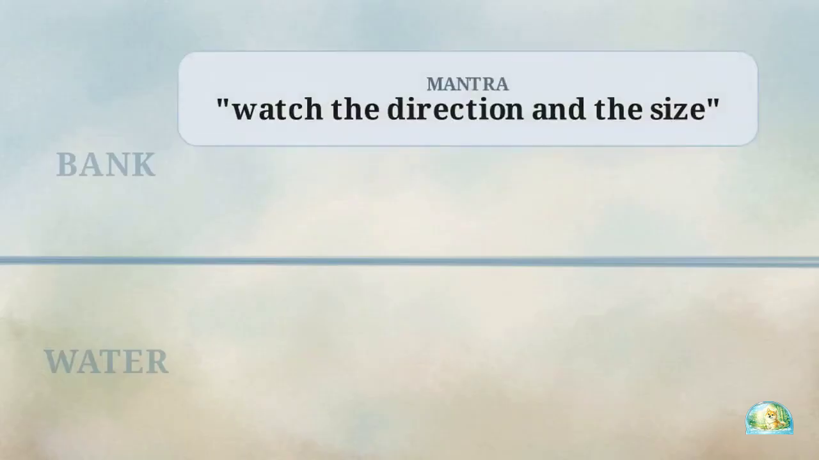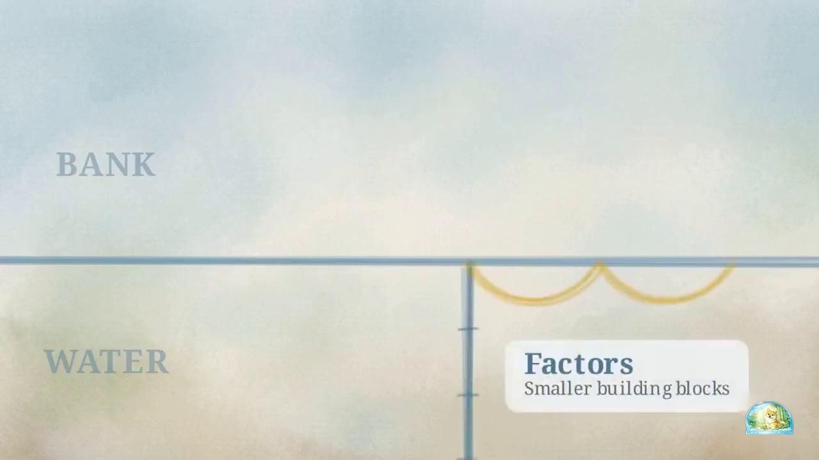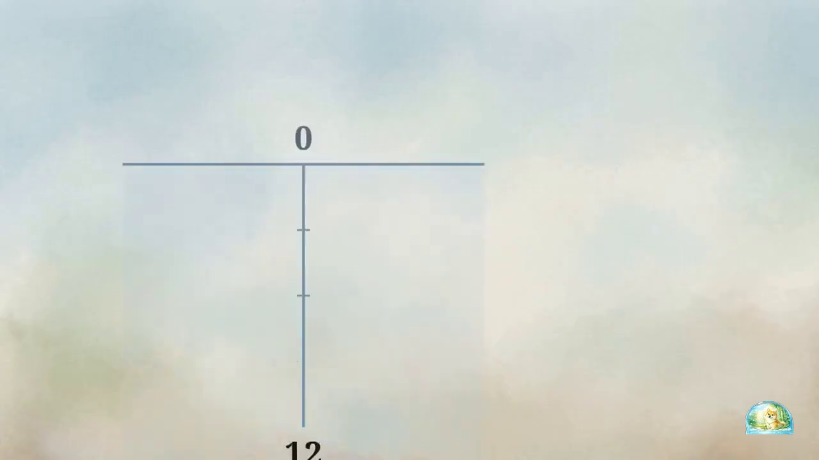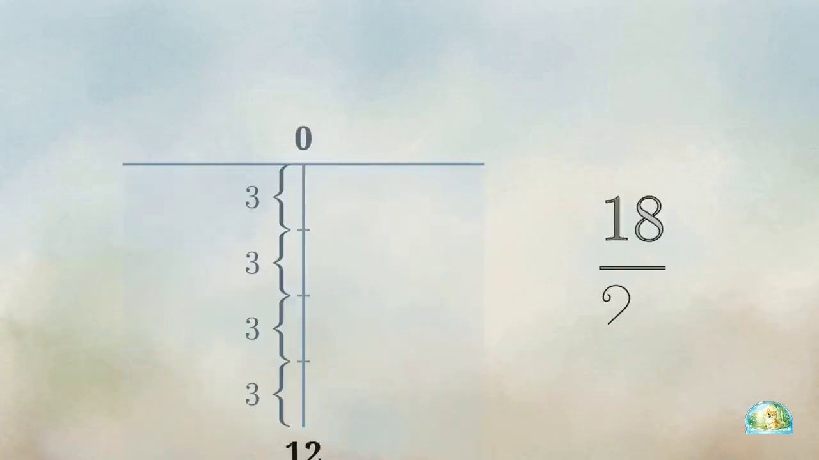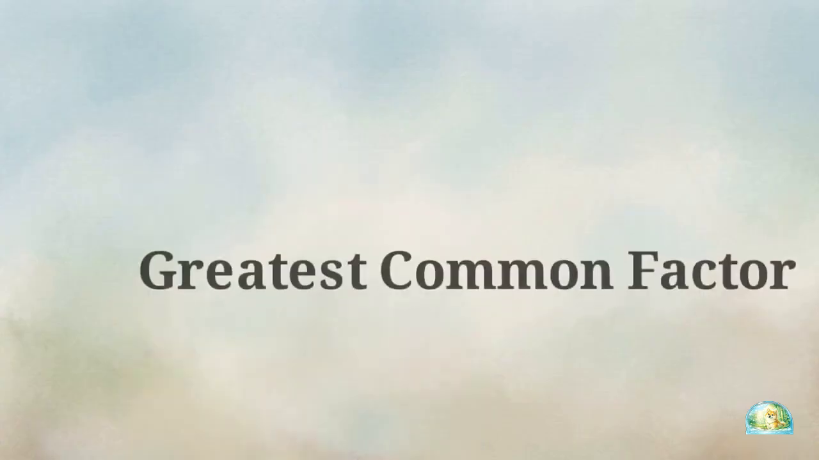As we move through the water and across the bank, keep one mantra in mind. Watch the direction and the size. We will either be moving inward toward smaller building blocks or outward toward larger totals. This habit of seeing the hidden components inside a number is what allows us to later simplify complex fractions and solve equations in algebra. Let's start by looking inward.